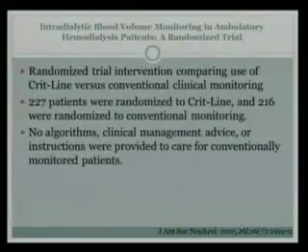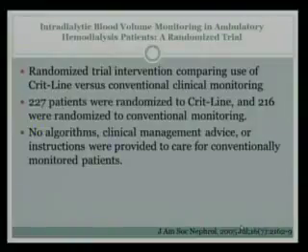So things were looking good with crit line monitoring, and then they decided to do a randomized trial. So this was published in JASN. And patients were randomized to crit line versus conventional clinical monitoring without any sort of guidance for ultrafiltration. There were 227 patients randomized to the crit line arm and 216 randomized to the conventional arm. And in the control group, there were no algorithms. It was treat your patient as you see fit.